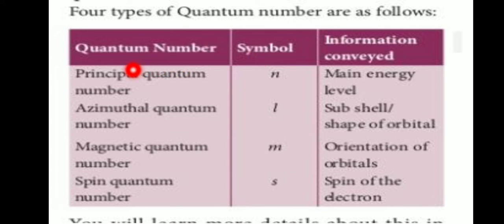Symbol of principal quantum number: n. Symbol of azimuthal quantum number: small l. Magnetic quantum number: small m. Spin quantum number: small s. Information conveyed: the principal quantum number gives the main energy level. l means subshell or shape of the orbital. m means orientation of orbitals. s means spin of the electron.